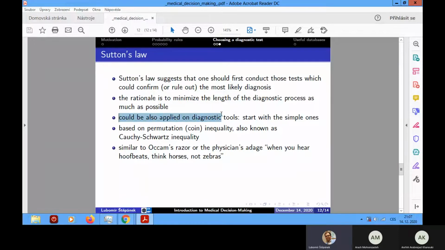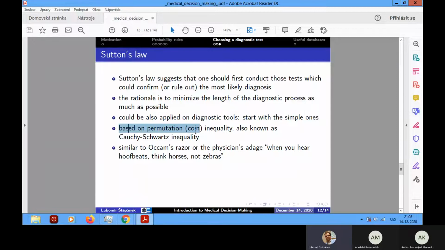So it can also be applied to diagnostic tools. For example, start with a simple test. If you are wondering about ultrasound and MRI, start with ultrasound, because ultrasound is much cheaper than MRI. It's more comfortable for a patient because it takes, let's say, 5 to 10 minutes, while MRI takes maybe 40 to 60 minutes. It's cheaper, quicker and more comfortable for patients. So start with simple tests.